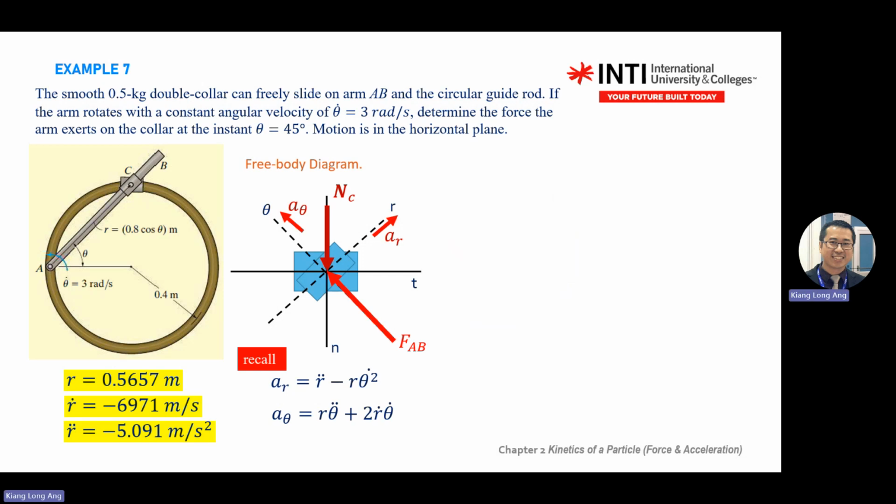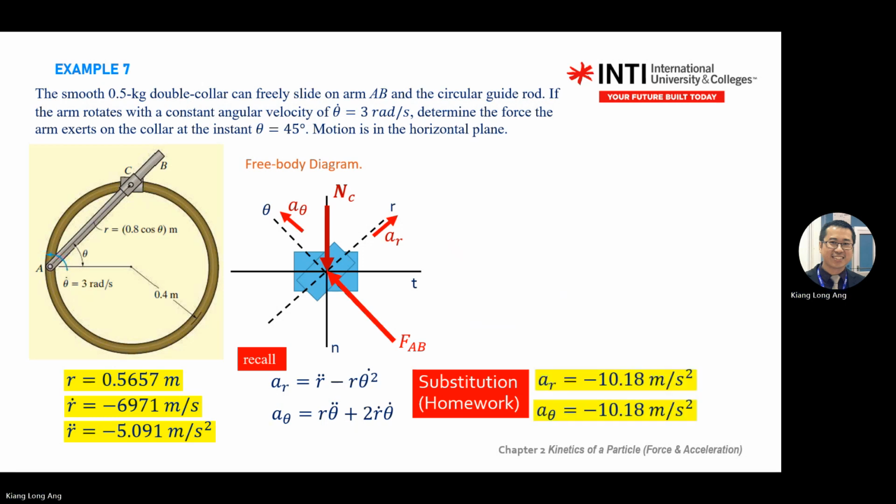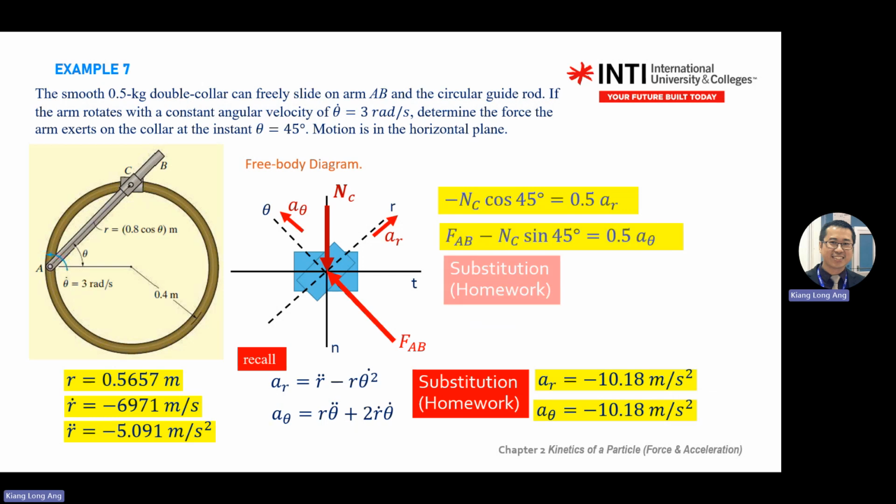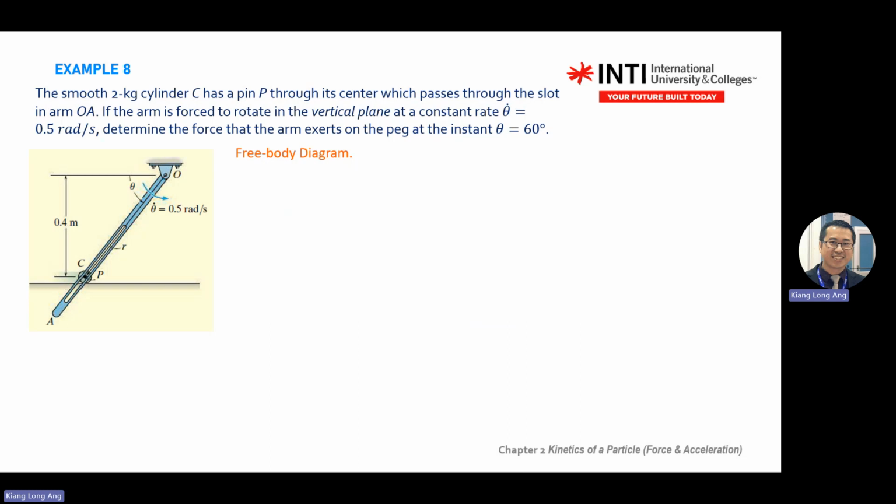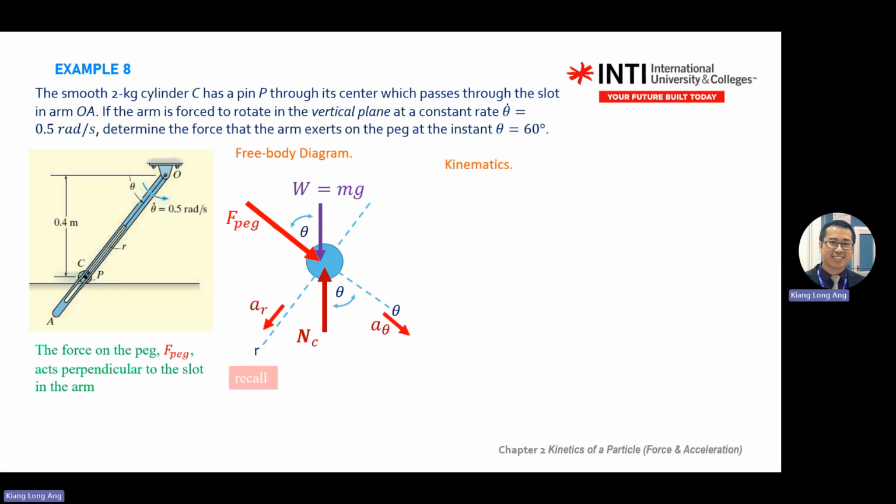Recall chapter 1, your ar and a theta. There's an equation there. This one also needs to be memorized. The derivation steps are also inside the slides already. So go home and flip to chapter 1, radial coordinates. From there you get your N_C, your answer. Same with example 8. Go home and read. This one is your homework. All the answers are there.